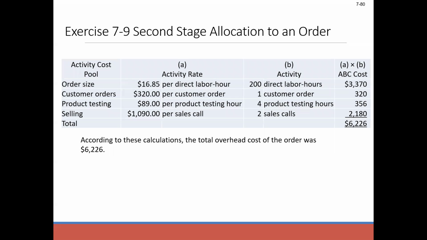Our customer orders, 1 order at $320 per customer order. Our 4 product testing hours at $89 per product testing hour. And then 2 sales calls. The total overhead cost on this order is $6,226.